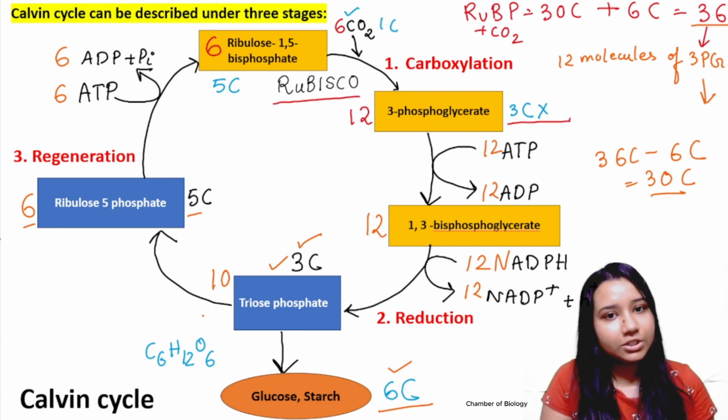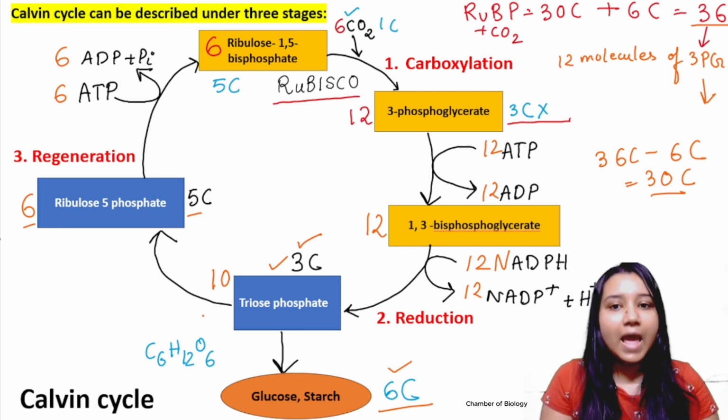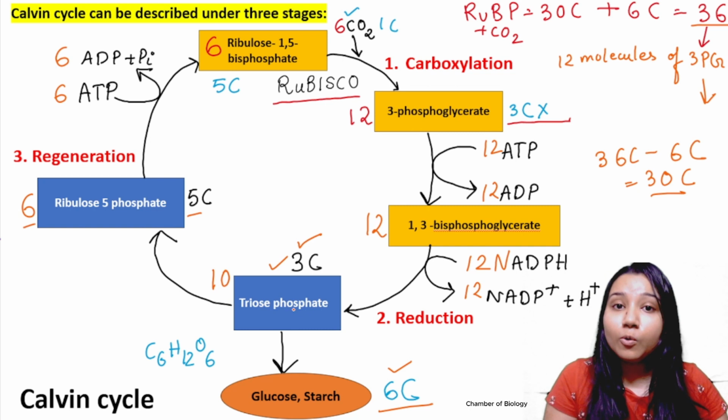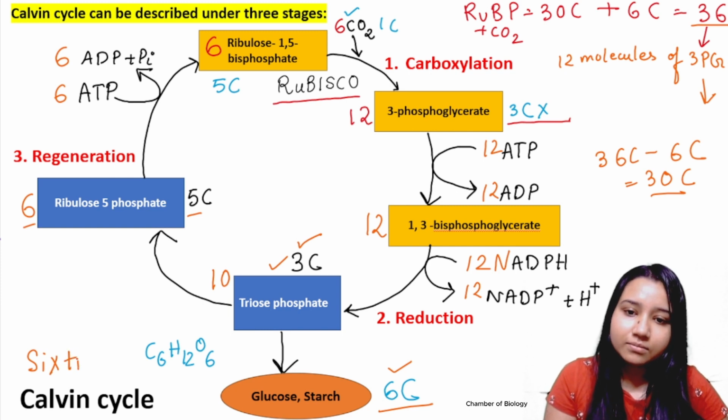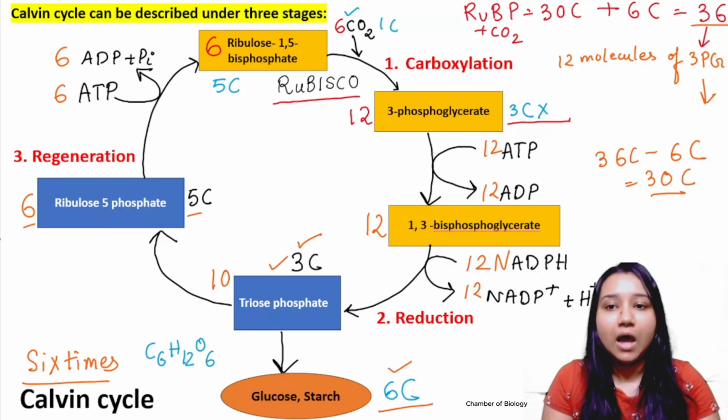Okay, so we can see how in the Calvin cycle carboxylation is done by Rubisco. Then we can see reduction, it is forming triose phosphate, and then triose phosphate is giving the 6-carbon compound, that is glucose, utilizing how many carbon dioxide? 6 carbon dioxide. So we can say that the Calvin cycle is moving 6 times. So 6 times Calvin cycle. What are the things that are required?